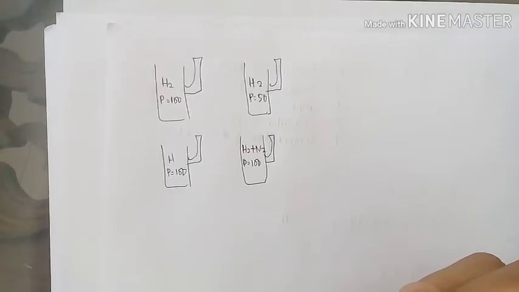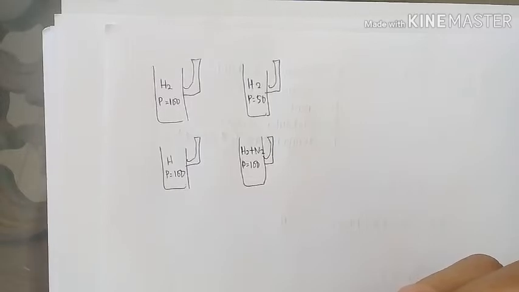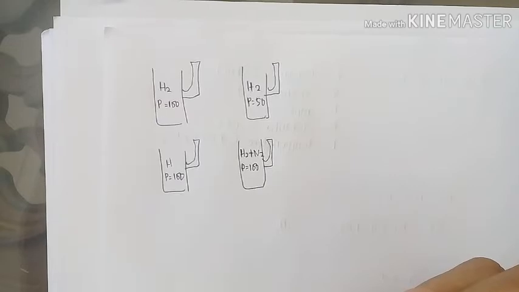At the beginning of the experiment, the mercury levels stand at the same height. The partition is removed and the gases mix throughout the container.